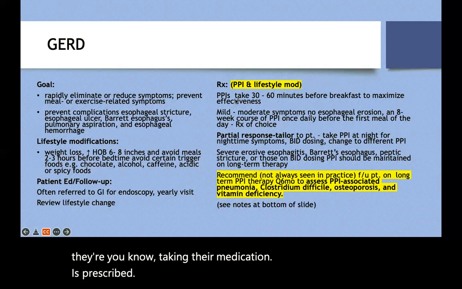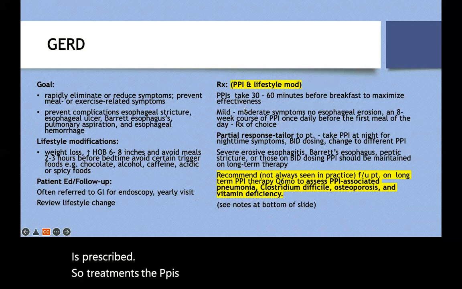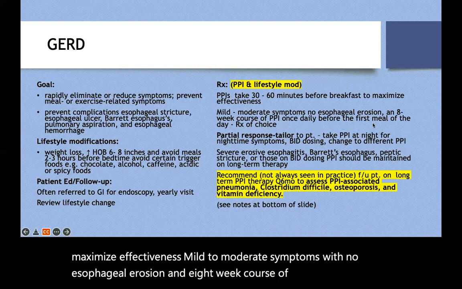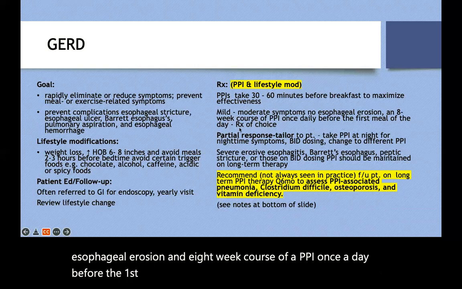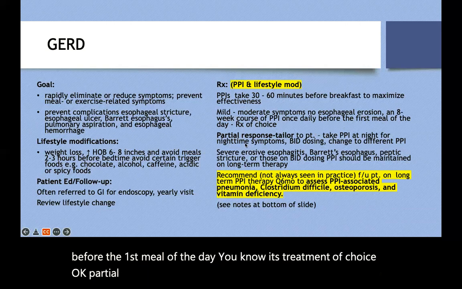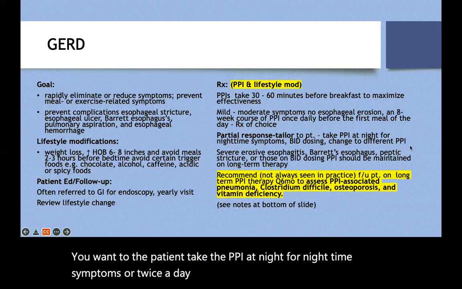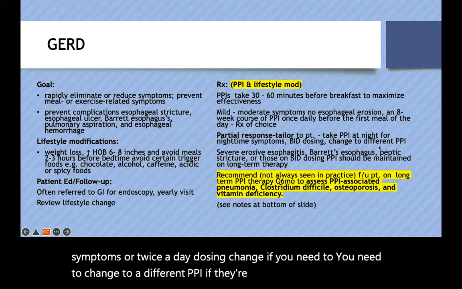So treatments, the PPIs, take 30 to 60 minutes before breakfast to maximize effectiveness. Mild to moderate symptoms with no esophageal erosion, an 8-week course of a PPI once a day before the first meal of the day is the treatment of choice, okay? Partial response, you want to tailor to the patient, like take the PPI at night for nighttime symptoms or twice a day dosing, or if you need to, change to a different PPI if they're not getting the response they need.